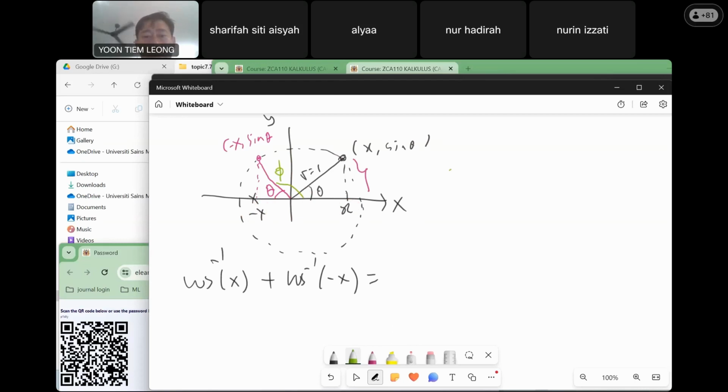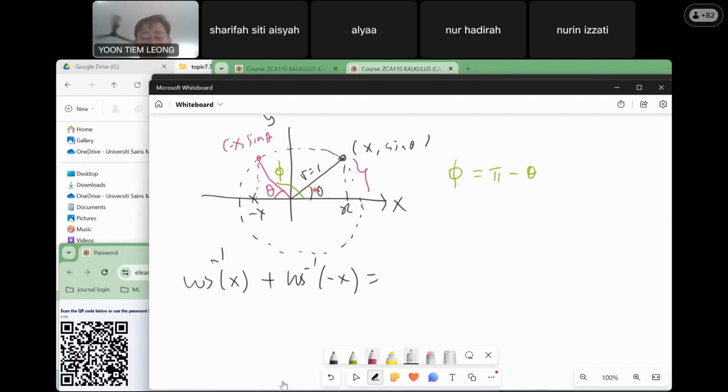So you can actually write down a very simple relationship between phi and theta. That is, phi is just equal to 180 degrees minus theta. So it's a very simple geometrical relationship. 180 degrees minus theta will give you phi. And phi here is a number that is less than 90 degrees.